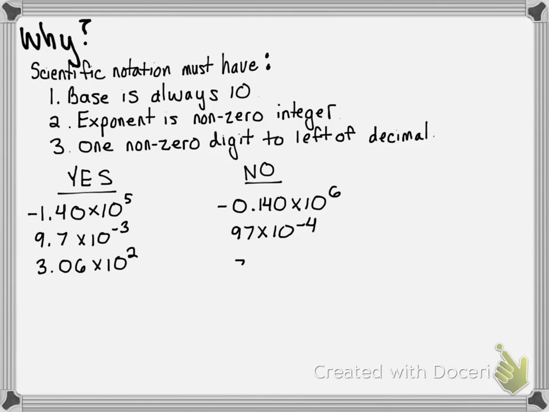97 times 10 to the negative 4 is not because where is the decimal? Well, it's after the 7. So you've got 2 digits to the left, the 9 and the 7. And then the last one, 7.46 times 11 to the 3rd, well, that base isn't 10. I don't see that mistake very often, though. Just a couple of examples explaining why.